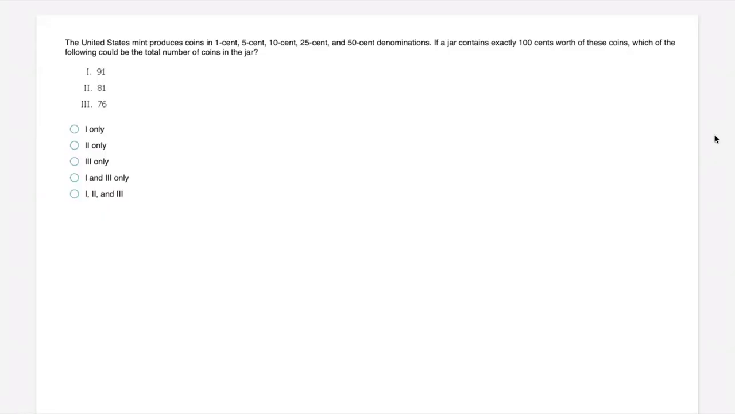The United States Mint produces coins in 1 cent, 5 cents, 10 cents, 25 cents, and 50 cents denominations. If a jar contains exactly 100 cents worth of these coins, which of the following could be the total number of coins in the jar? 90. It is always quantity times value. 90 coins of 1 cent each is 90 cents. We need 10. And just one coin of 10.